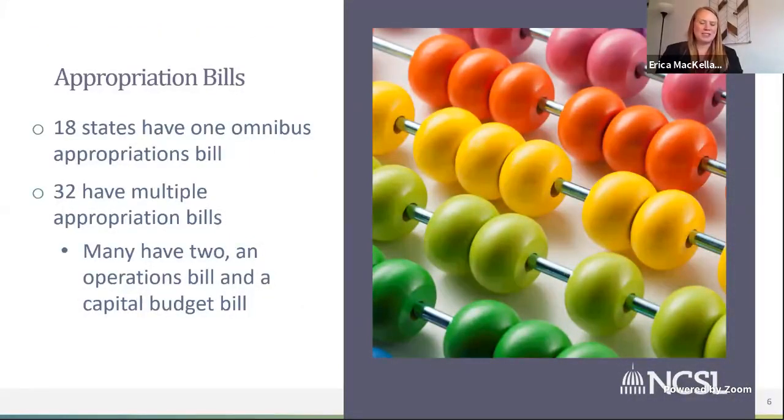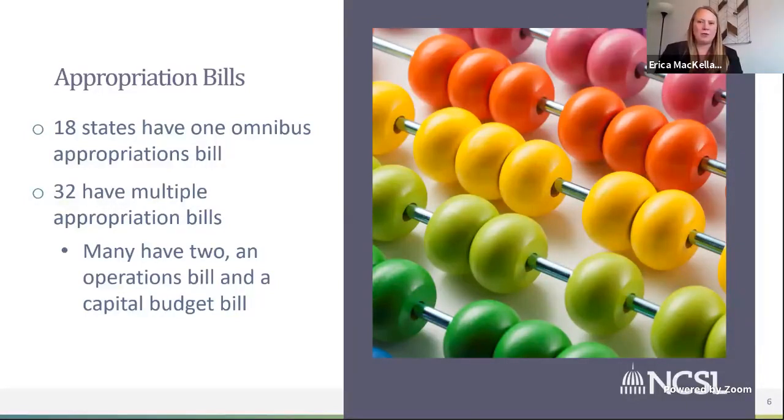So, similar to some of the other things we've talked about, what the appropriation bill means is also different in states. Throughout this presentation, I've been referring to the state's operating budget for the most part, but there are 18 states that roll every agency, every program, every line item into one omnibus appropriations bill. In Colorado, we creatively call it the long bill. But there are 32 states that have multiple appropriations bills. Many times these are general fund or operating budget, capital budget, and then sometimes states will also break out a transportation budget.